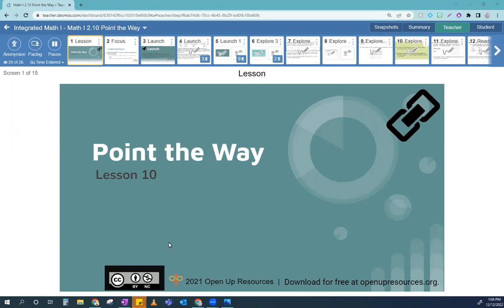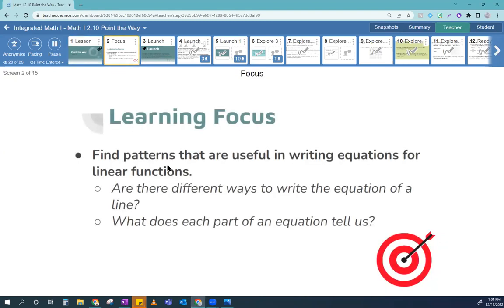So today's lesson is called Point the Way, and it's 2.10. What we'll be doing today is finding patterns that are useful in writing equations for linear functions. And these are the questions that you should be able to answer by the end of this lesson. Are there different ways to write the equation of a line? And what does each part of an equation tell us?